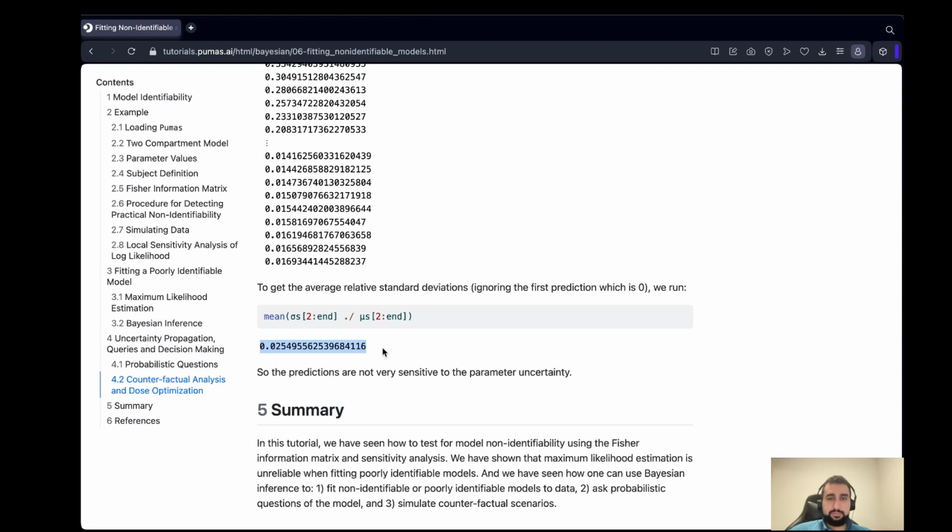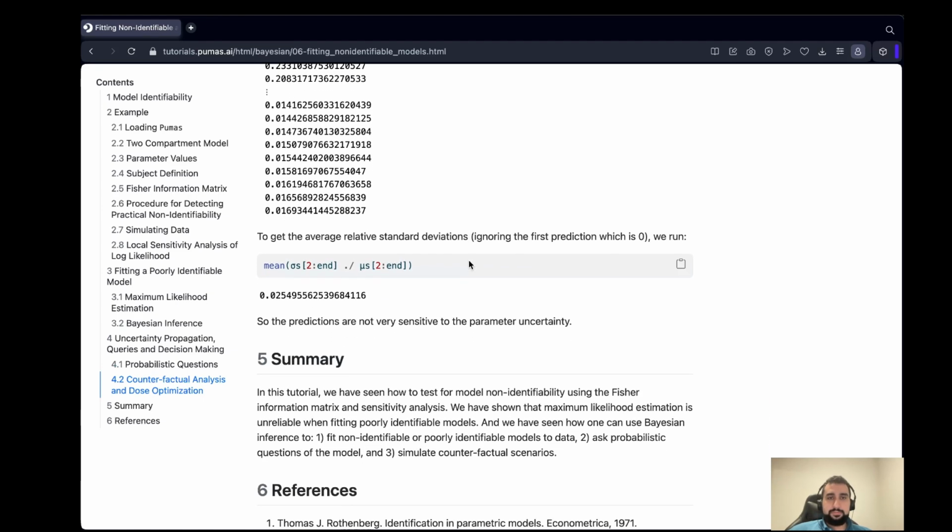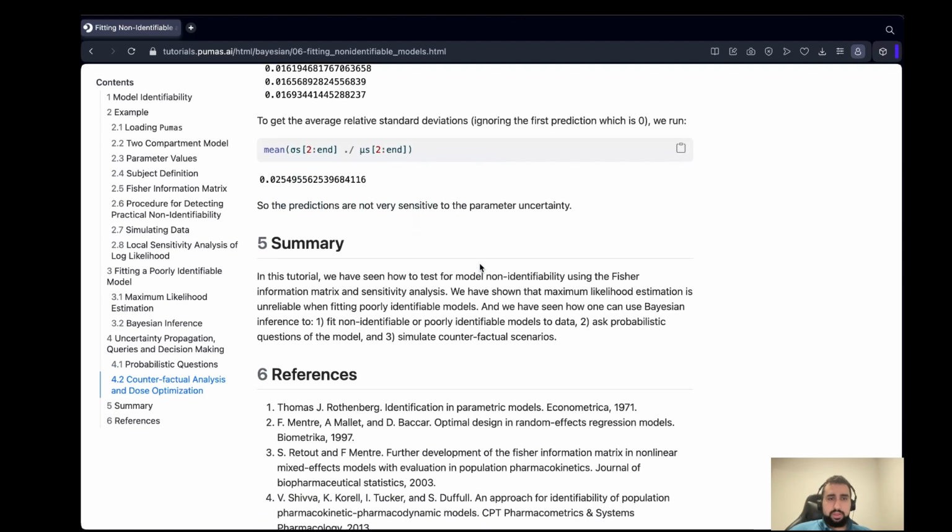And so ignoring the first point, you'll see that the relative standard deviation is actually very small. It's like 2.5%. So the predictions are not very sensitive, even though, as we saw earlier, there was a fair amount of uncertainty in the parameters themselves in the posterior. But you see that doesn't translate to a whole lot of uncertainty in the predictions. And so this hopefully demonstrates that this model likely had some structural identifiability issues.